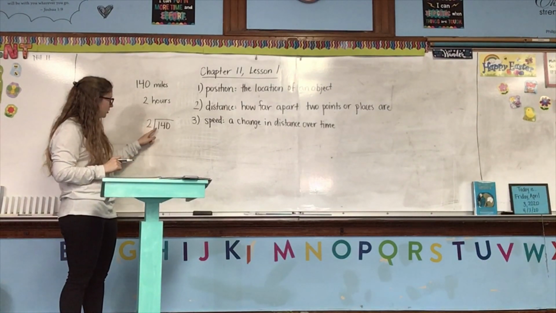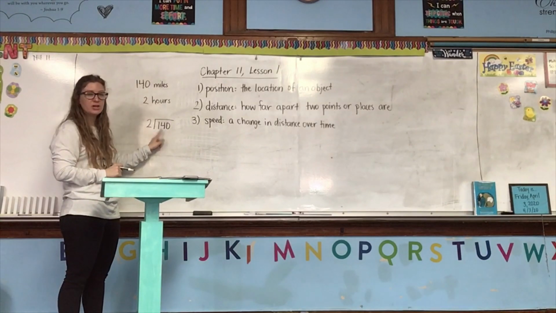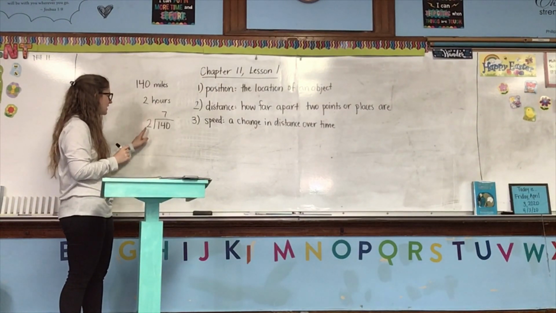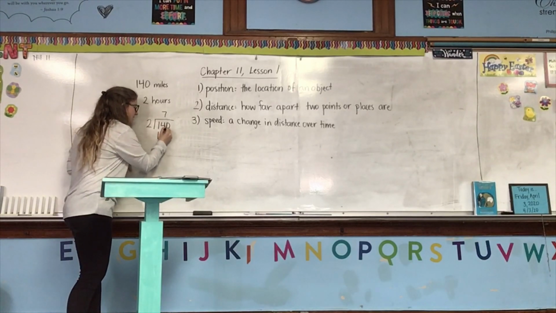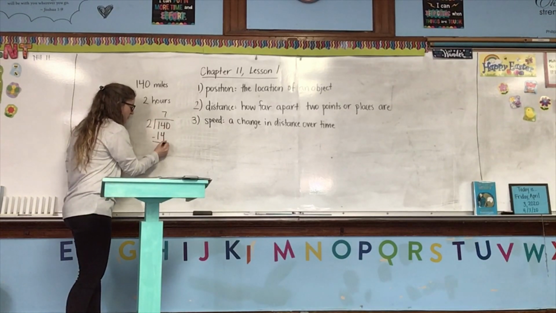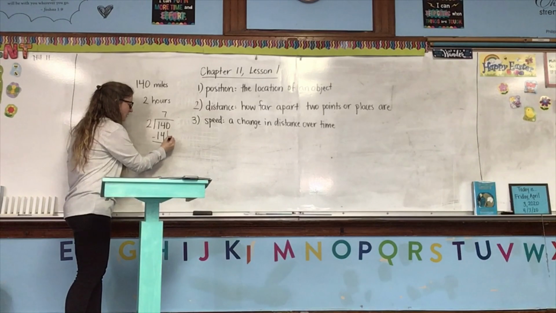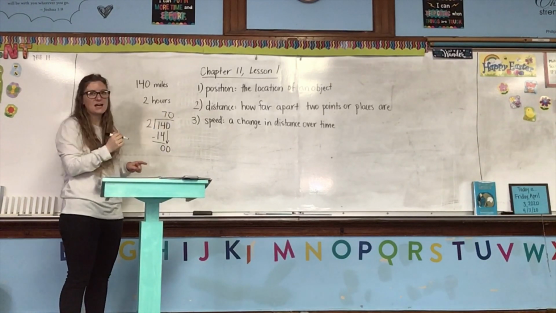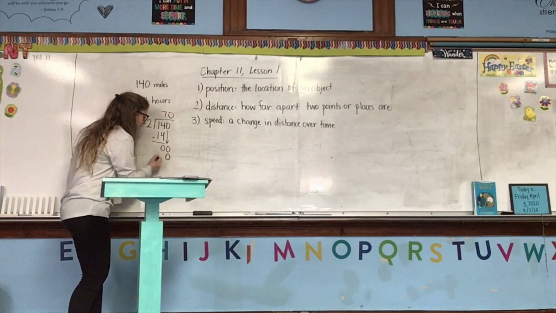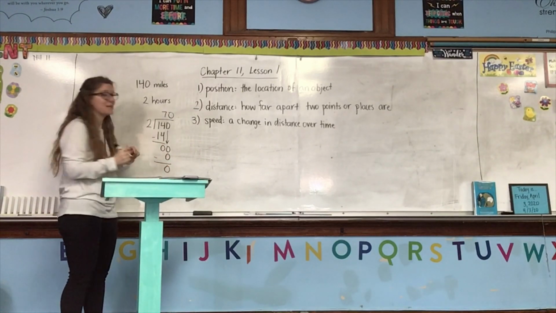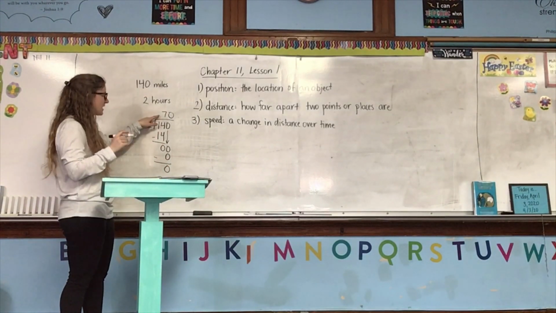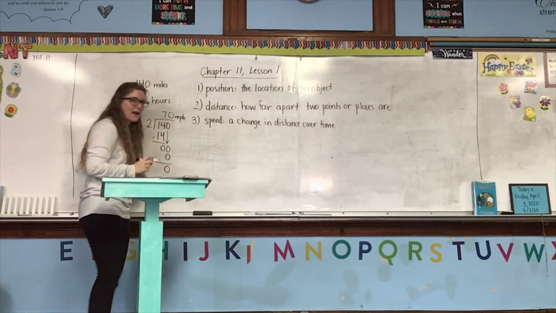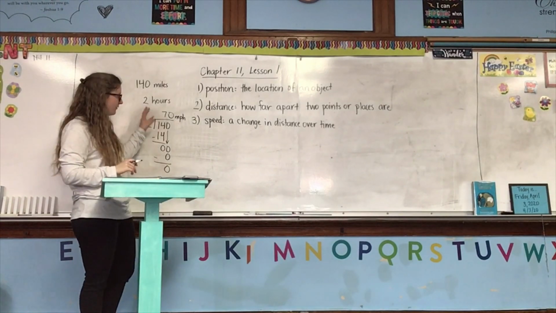So 2 can't go into 1, so we move 1 over. 2 can go into 14 7 times. 7 times 2 is 14. 14 minus 14 is 0. Bring down that 0. 2 goes into 0 0 times. 0 times 2 is 0. 0 minus 0 is 0. So that means that cheetah went 70 miles per hour. And that's how we would figure that out.